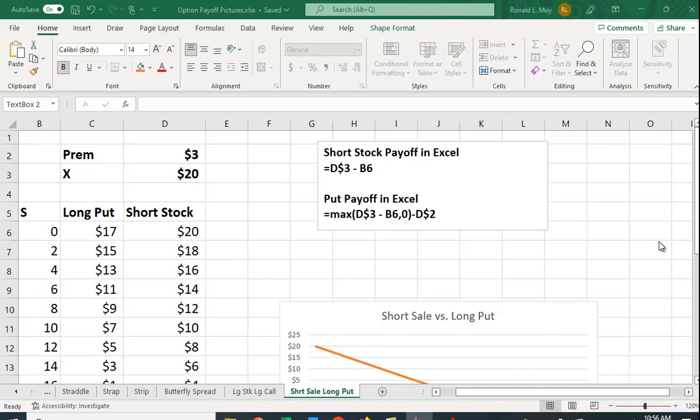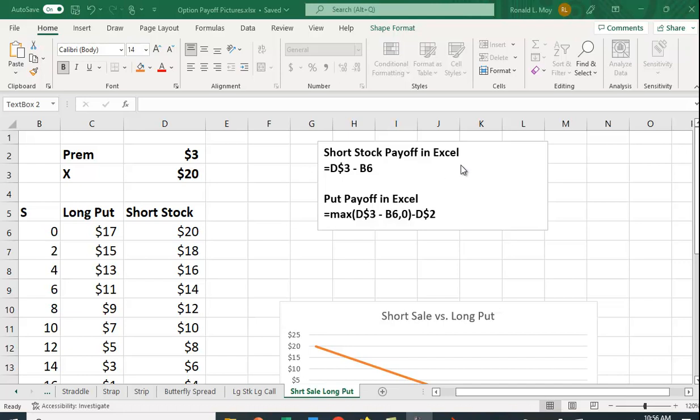That's the hope. So what I have here is the payoffs for a short stock and a long put position. I'm going to assume that the exercise price for the put is $20, and that that's the same price you short sell it at. So you're selling it at 20 and you're hoping to buy it back at a lower price. What does the payoff in Excel look like?